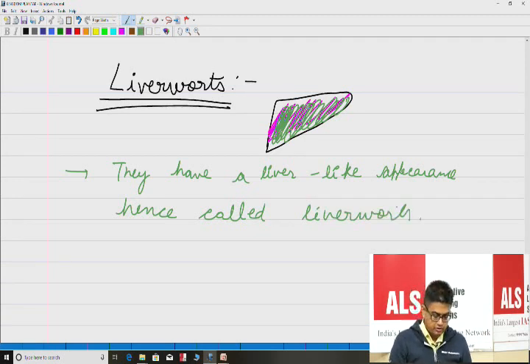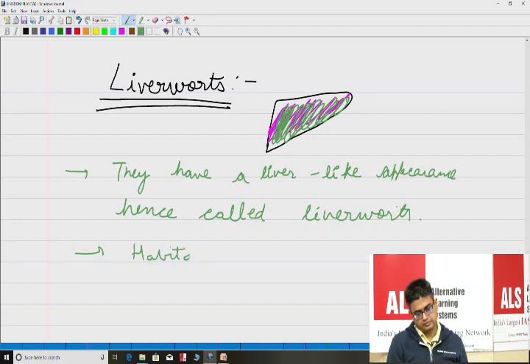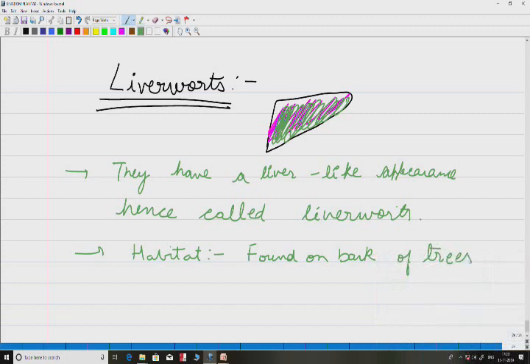Where are they found? They are found in damp soil, bark of trees, forest, etc. Habitat: found on bark of trees, shady areas, etc.